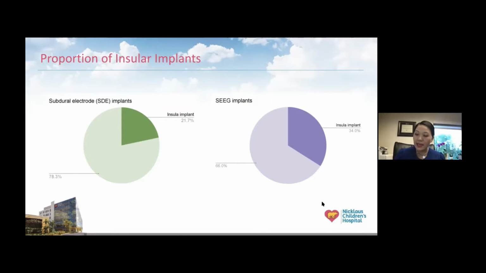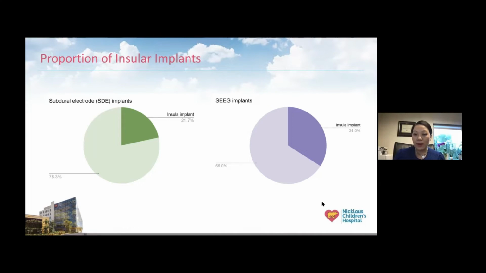And as I mentioned previously, the number of insular evaluations has really increased over the years. And 49 of the 226 patients with subdural implants had their insula sampled. So that consists of approximately 22% of patients with subdural electrodes. And 17 of the 50 SEEG implants that we have performed during the same period had insular sampling, and that consists of 34% of SEEG implantations.